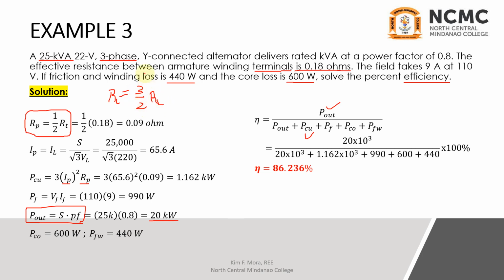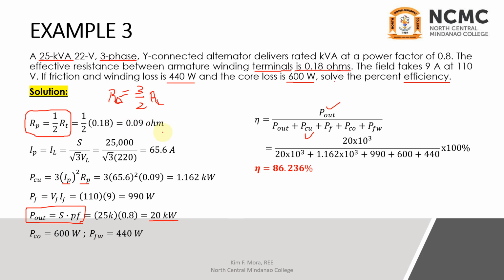But since this is for delta connected, since Y connected man ato ang alternator, then we are going to use the 1/2 RT. So 1/2 RT, so that is 1/2 times 0.18. So that is equal to 0.09 ohms.